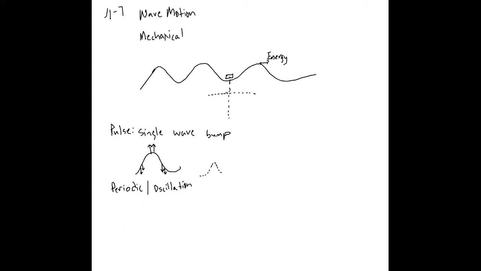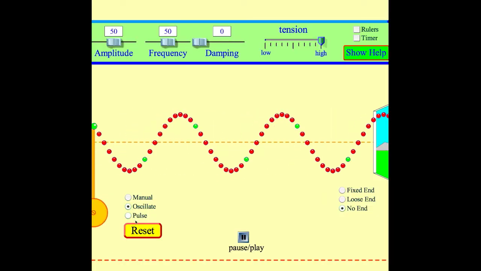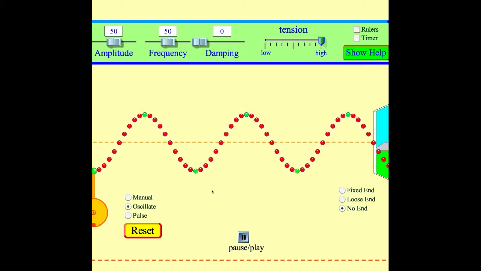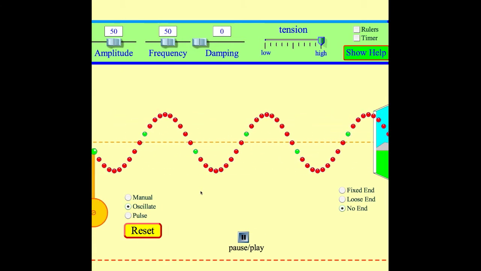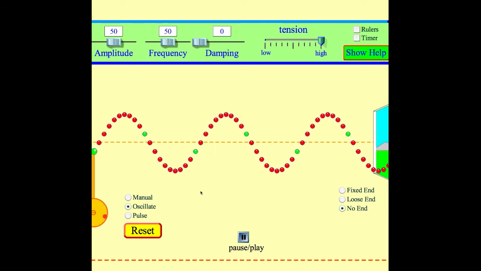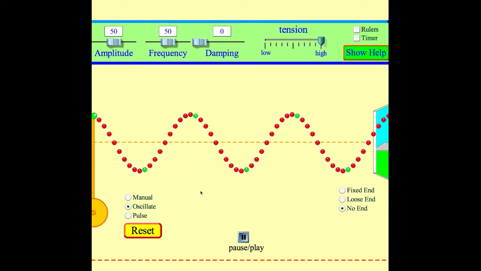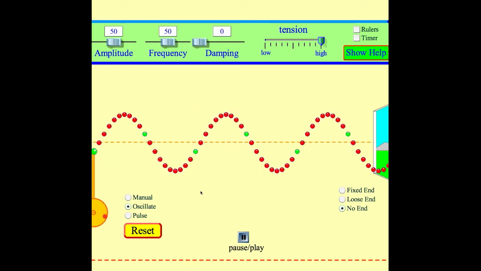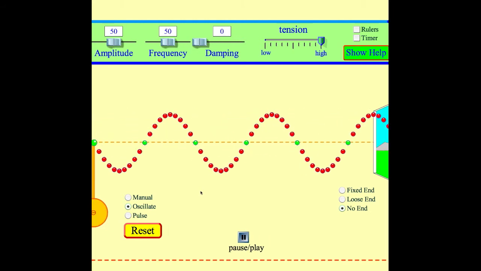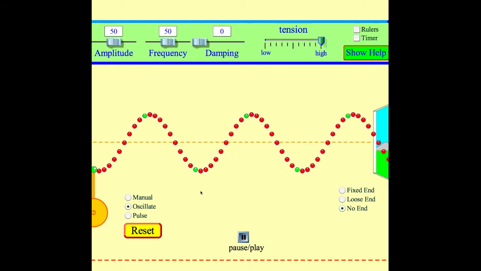Okay, so if we come back here and we change this to oscillate, yay, we get a nice simple harmonic motion pattern here. This is the reason why you can hear a tuning fork, why you see what you see when you drop a stone in water, or even why you can see objects.